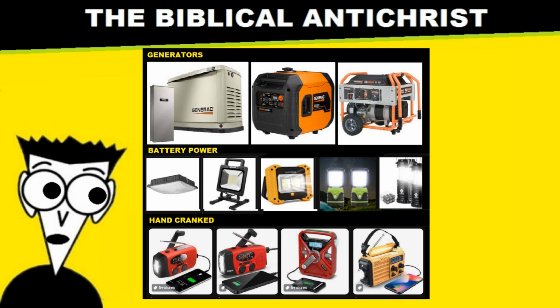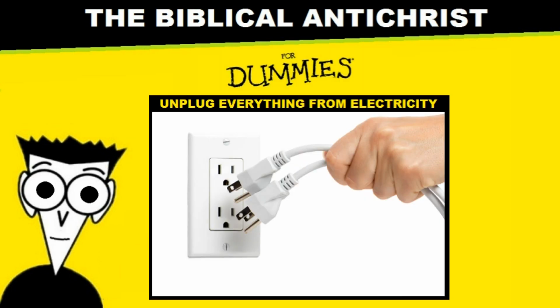3. Backup power and charging. Consider having backup power sources, such as portable generators or solar chargers, for electronic devices. These can be beneficial if electrical grids are disrupted. 4. Unplug sensitive devices. During a solar storm, it's a good idea to unplug sensitive electronic devices and appliances to protect them from potential power surges or induced currents.